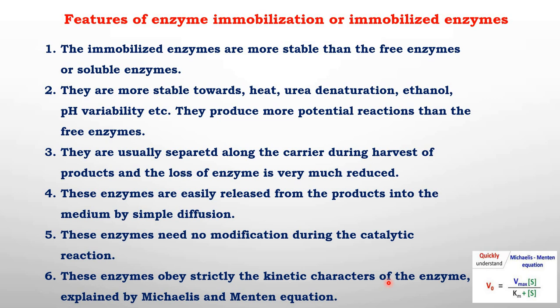They are usually separated along with the carrier during harvest of products, and the loss of enzyme is very much reduced. These enzymes are easily released from the products into the medium by simple diffusion. Number 5 is that these enzymes need no modification during the catalytic reaction. And number 6, and most important, is that these enzymes strictly obey the kinetic characters of the enzyme, that is explained by the Michaelis-Menten equation.